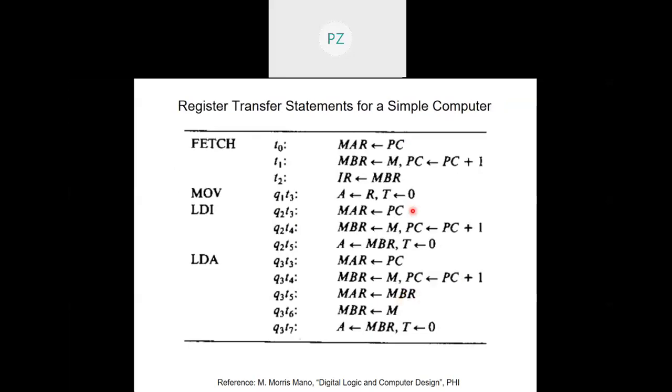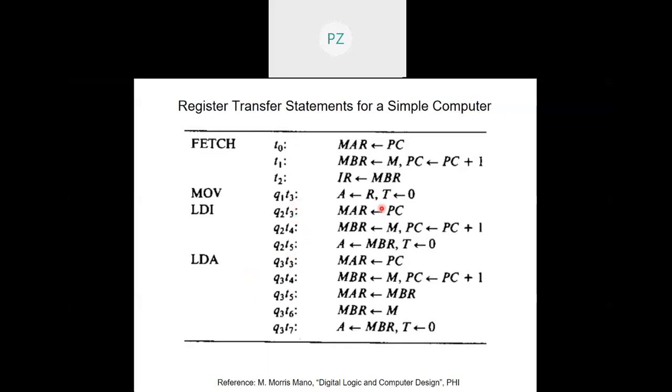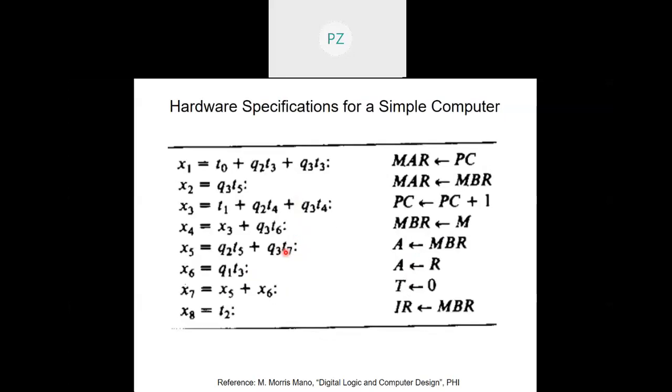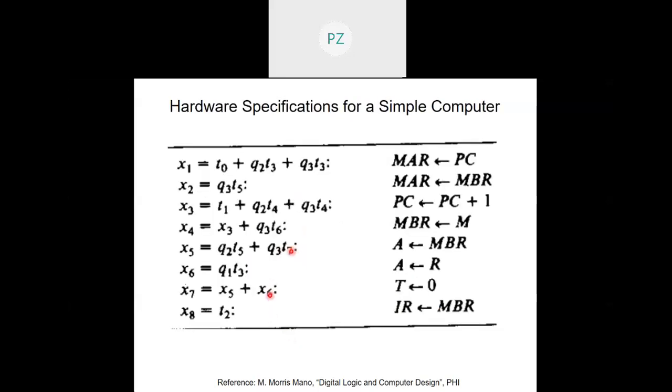And then timer reset. It happens at three places, right? What are these three places? Timer reset happens at X5 plus X6. So X5 plus X6. Let us see. It happens at Q1 T3. It happens at Q2 T5, right? And then it happens at Q3 T7. So X5 plus X6 if I take, that will be X7, the control signal corresponding to timer reset.